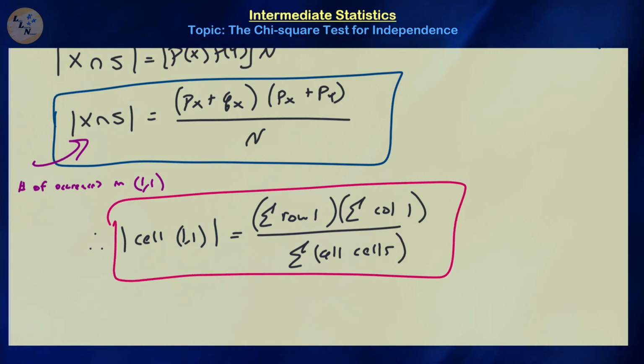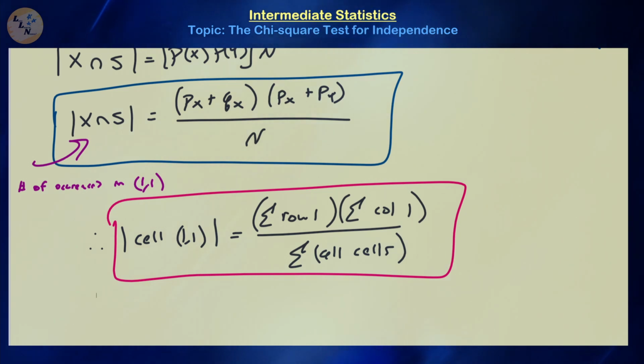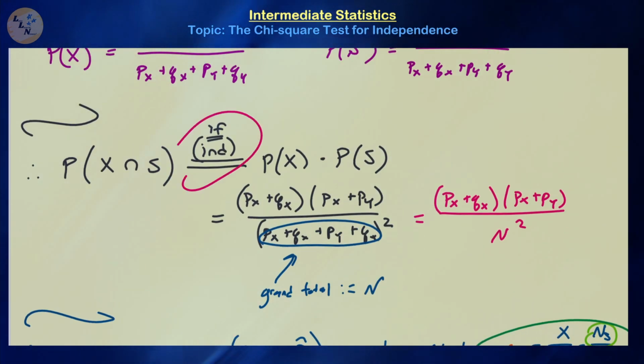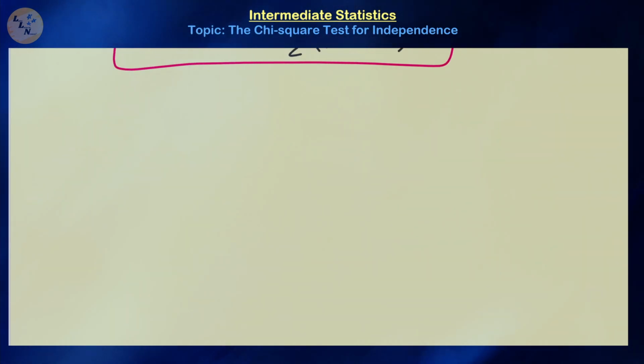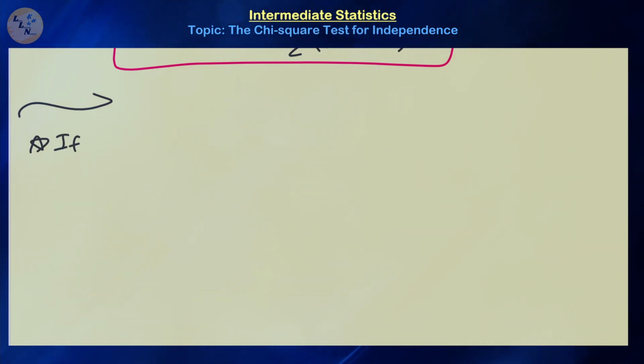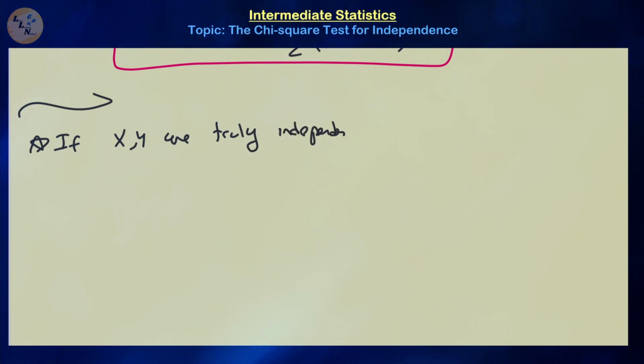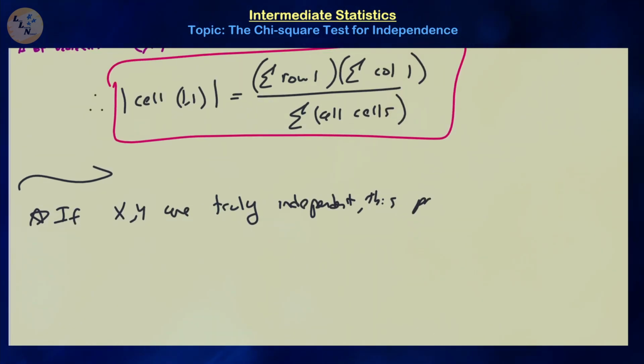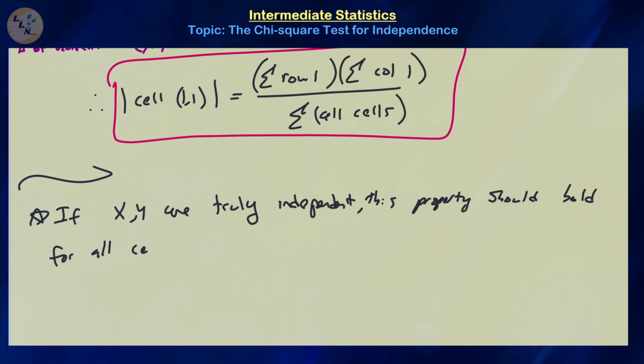And this gives us a framework or motivation to extend it to not just the first cell, but for either of them. But the big assumption in the derivation of the structure is that we are assuming that they are independent, which is what we're trying to test, right? So if x and y are truly independent, this property, the one shaded in this box, should hold not just for one cell, but for all cells.